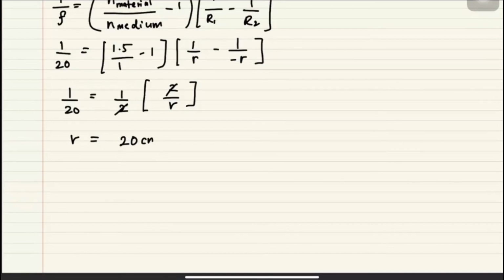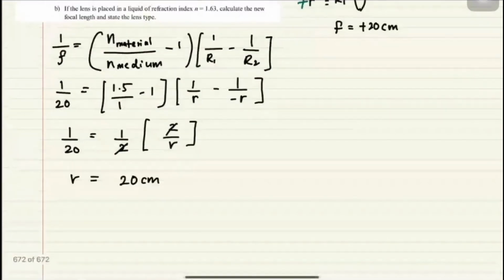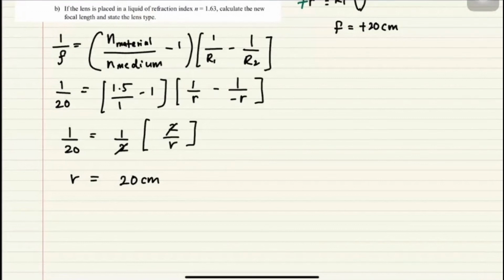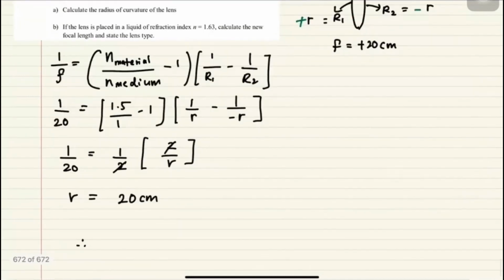Okay. So sometimes you might get R to negative. So kalau dapat R negative, kamu biar je lah. Ikut je. Therefore, radius is 20 cm. Yang ni bila kamu clear balik, kamu boleh hilangkan lah.